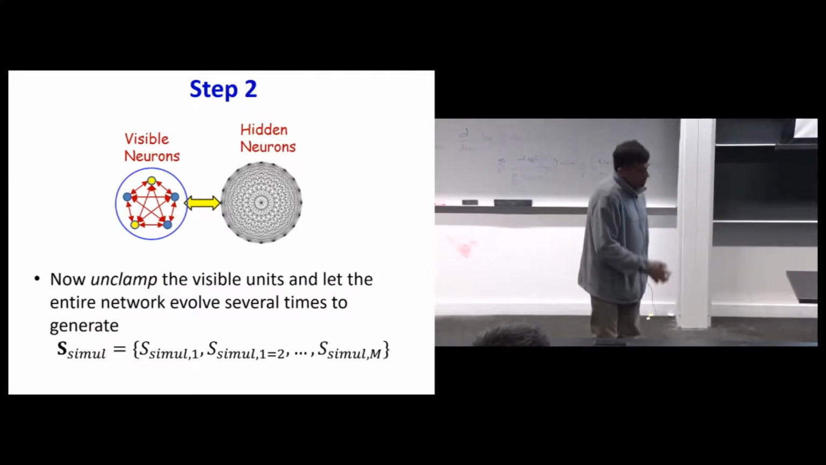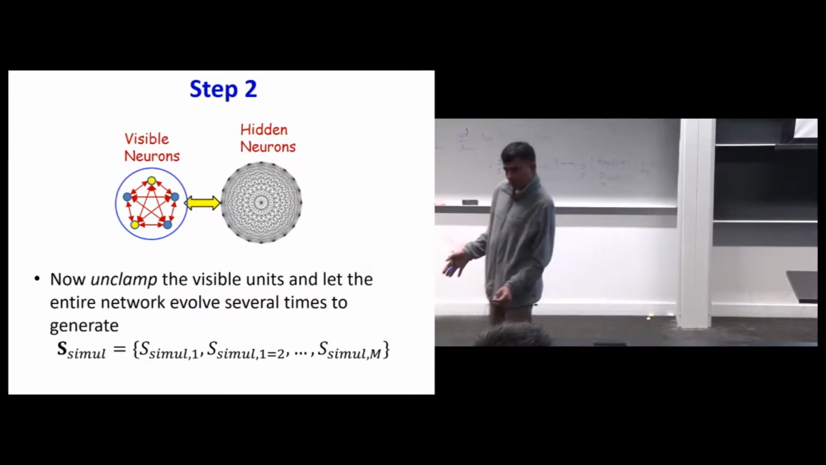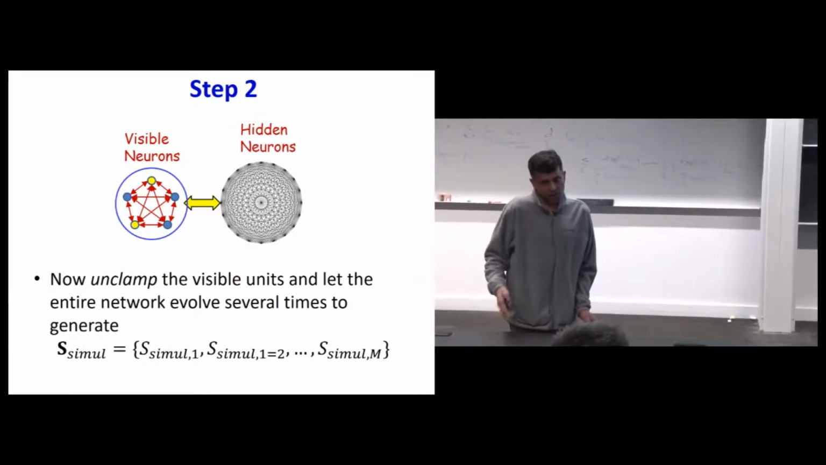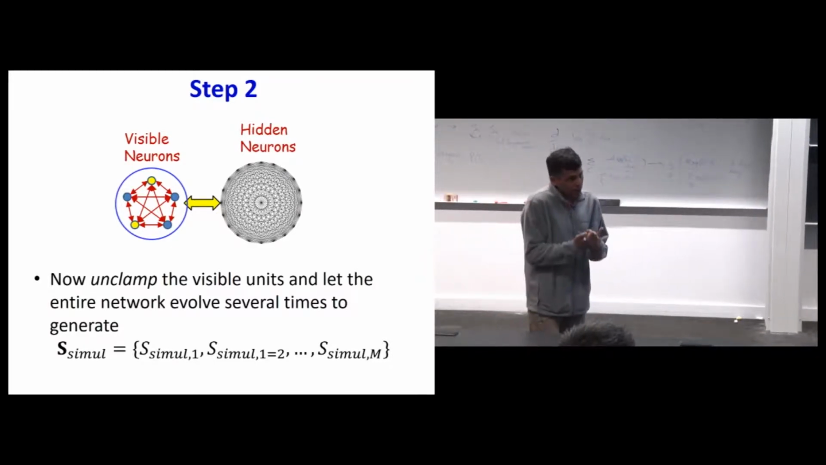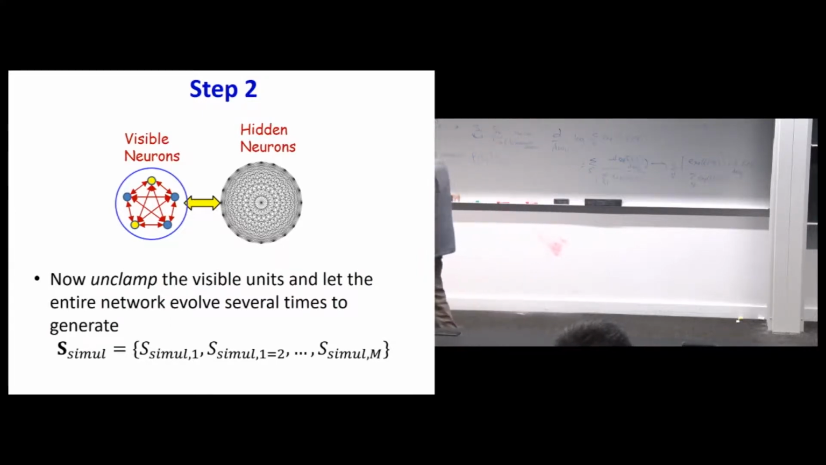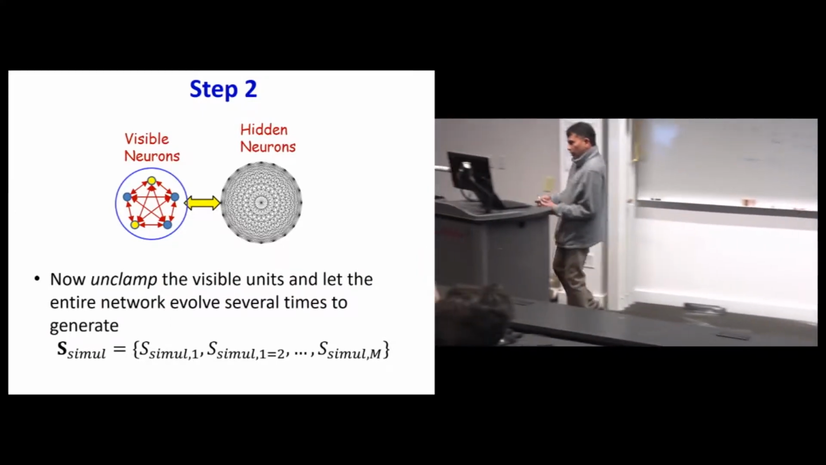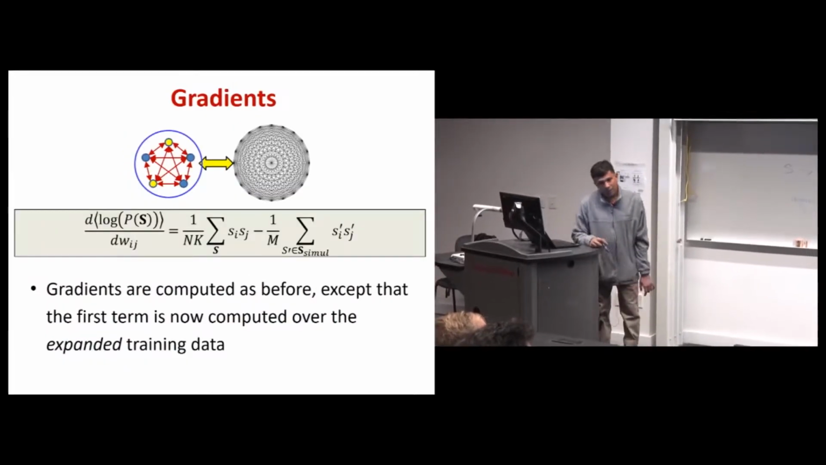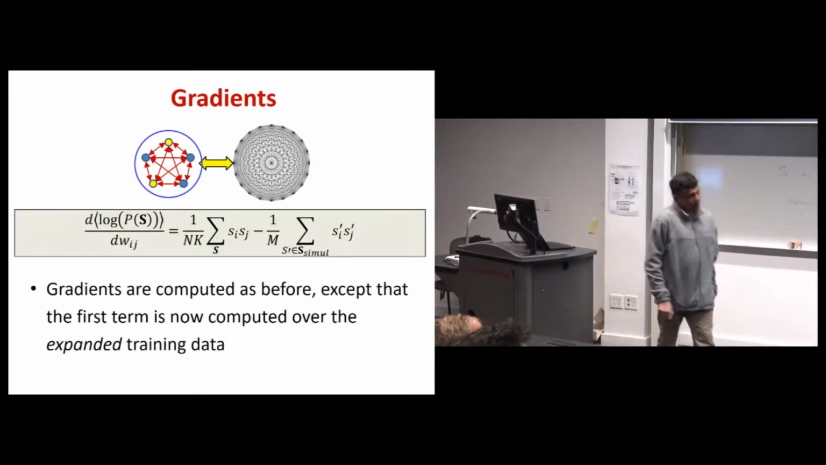And those things are going to give me a different bunch of samples. So this is a different set of simulations. So I have two sets of simulations, one where I fix the visible values and let the network evolve, the other where I let the entire network evolve. And now the gradients can simply be computed over these two sets of terms.